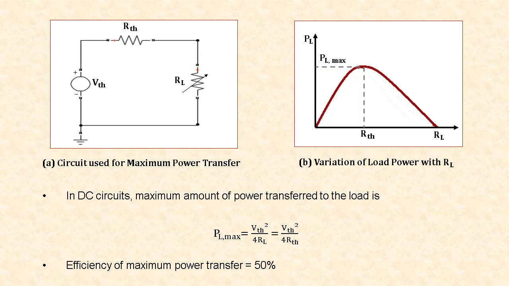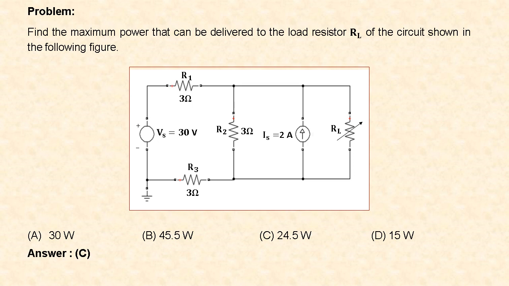the formula PLmax is equal to VTH squared divided by 4RL, or VTH squared divided by 4RTH. Here VTH is the Thevenin's voltage and RTH is the Thevenin's resistance. The efficiency of maximum power transfer is 50%. Let us understand this maximum power transfer theorem by solving a problem.